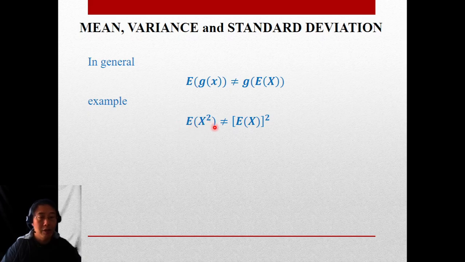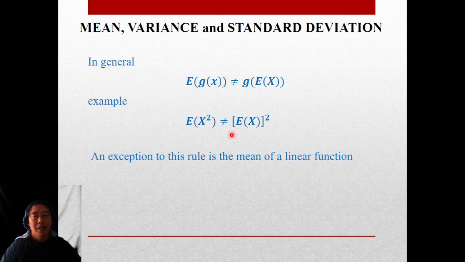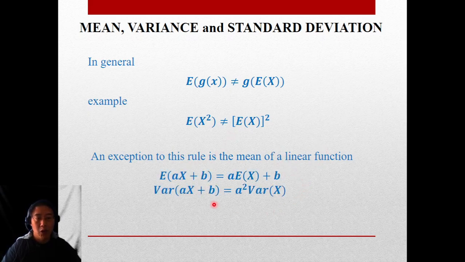So we know the E of X squared is not the same as the square of the expected value of X. The exception is when you apply a linear function, in the form of aX plus b, to a random variable, and we can determine the expected value and the variance using those rules. So we've seen that before.